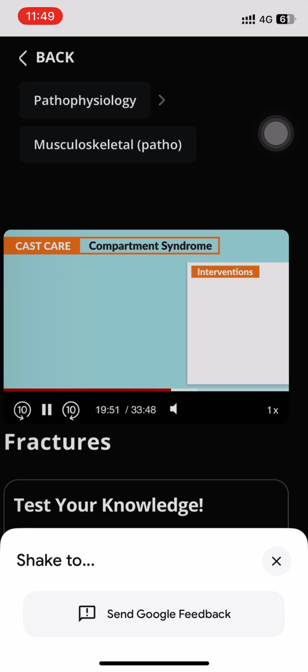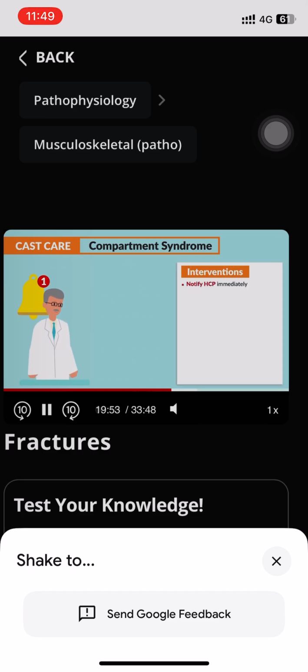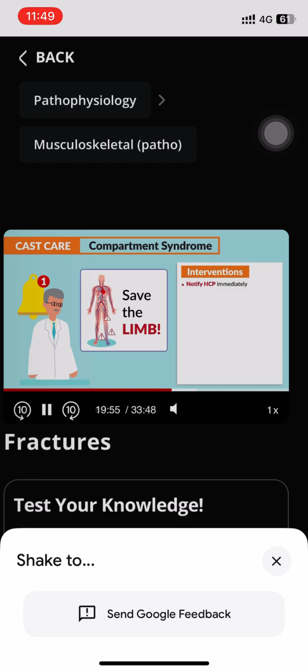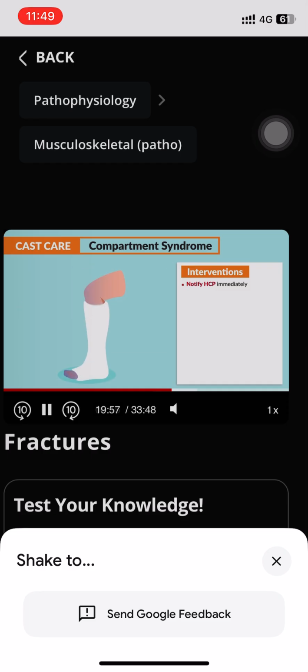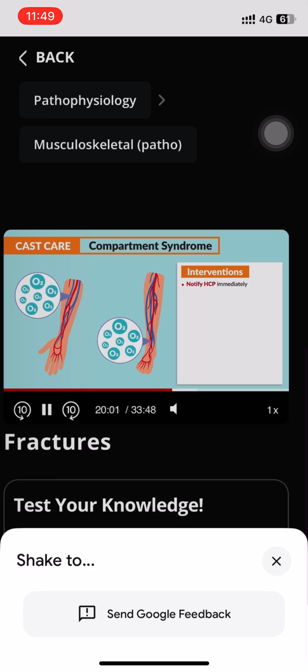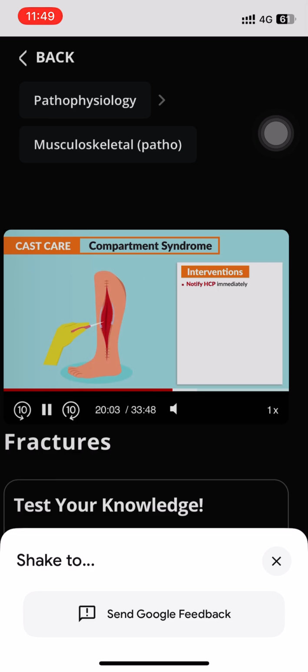Now the big interventions, we must notify the HCP immediately to save the limb. They will loosen the cast to restore the circulation to bring more oxygen to the fingers and toes, or they can do a fasciotomy to cut through tissue to relieve pressure.